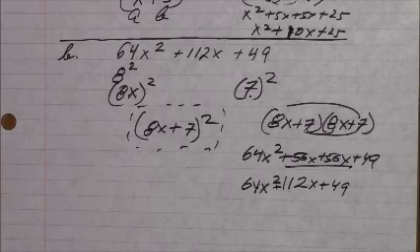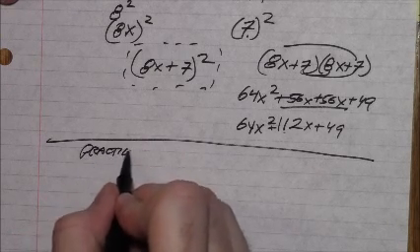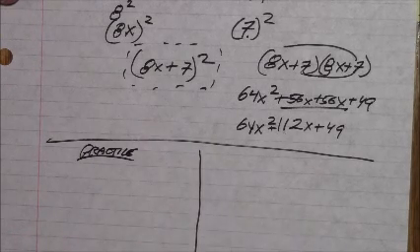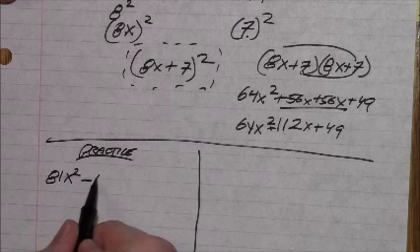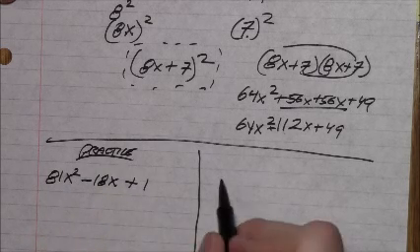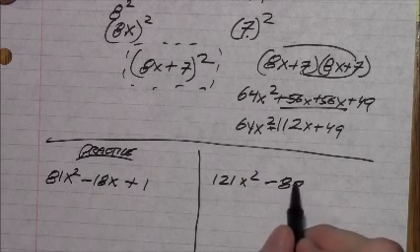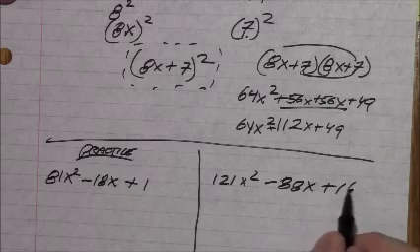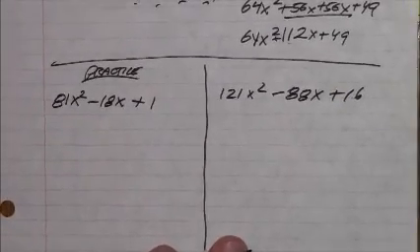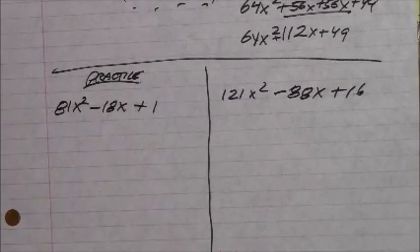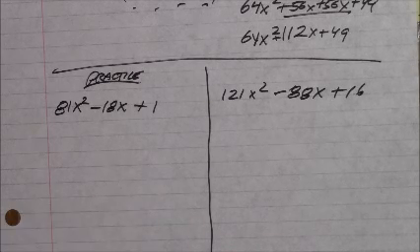Okay, now, a couple of ones to practice. So, I'm going to draw a line here. I want you to practice these two. 81x squared minus 18x plus 1, and 121x squared minus 88x plus 16. So you're looking for a perfect square and a perfect square, a perfect square and a perfect square. Go ahead and do those. Pause the video. Come back to it when you're ready, and in about 5 seconds I'll start talking on the video time, and go through the answers.